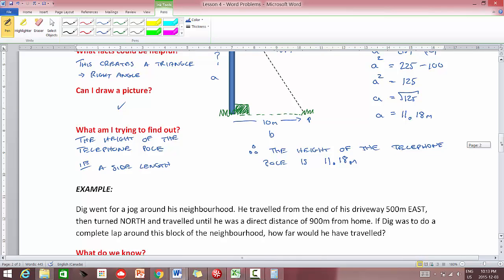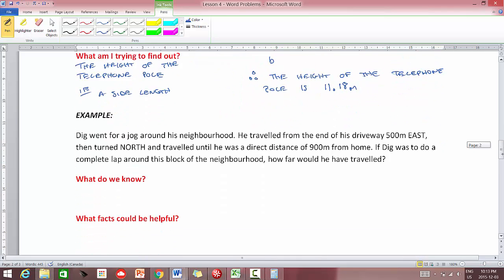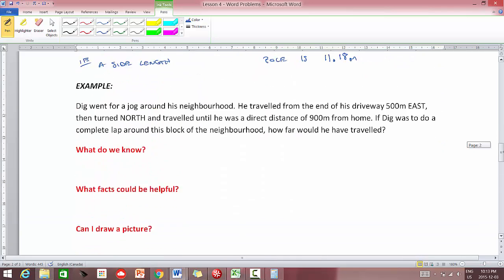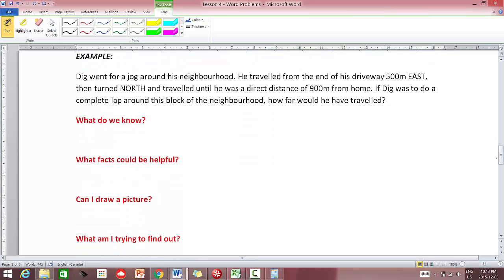Alright. So we're on page 2. We have one more for this page here. Dig went for a jog around his neighborhood. He traveled from the end of his driveway 500 meters east, then turned north and traveled until he was a direct distance of 900 meters from his home. If Dig was to do a complete lap around the block of his neighborhood, how far would he have traveled?